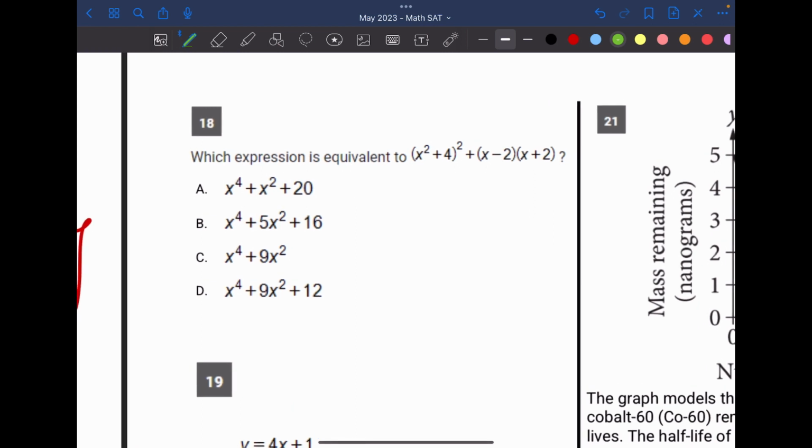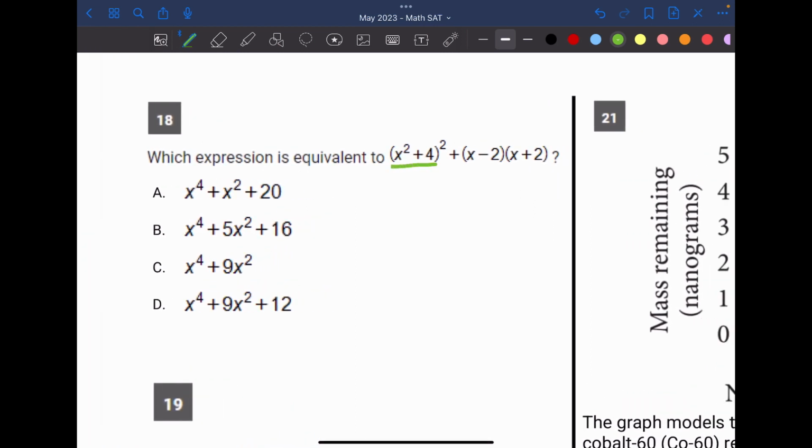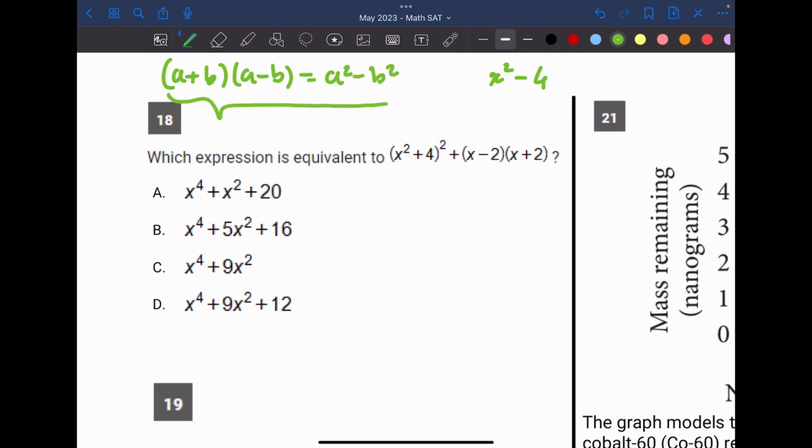Question number 18. Which expression is equivalent to x squared plus 4 squared, plus x minus 2 times x plus 2? First, we know this is a difference of squares. This is the easiest part in the question. This would be x squared minus 4, because x times x is x squared, and for the 2's, 2 times 2 is 4, but since it's a difference of squares, it would be negative 4. Once again, if you have trouble thinking of it, memorize that a plus b times a minus b is equal to a squared minus b squared. It's called the difference of squares. Look it up if you still have trouble with it. That's how we got from this to this.